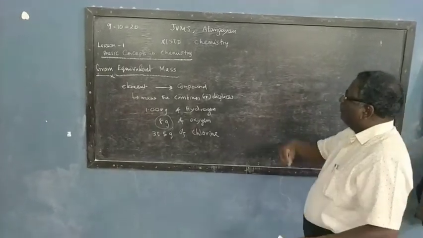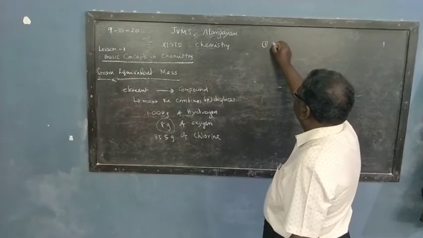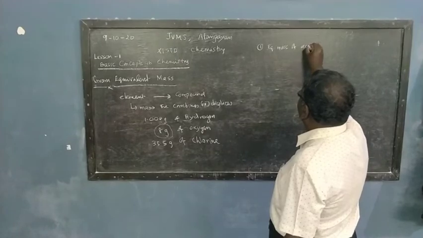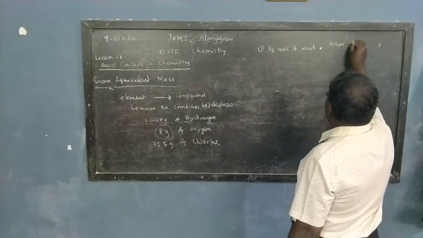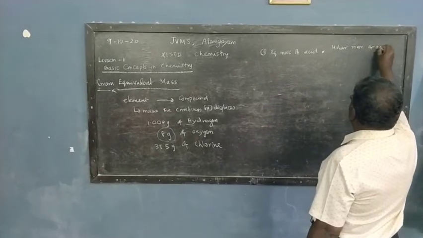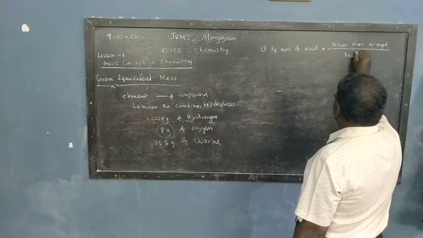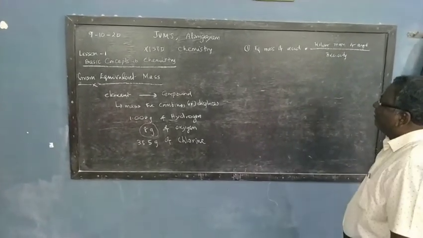அதுல கொஞ்சம் எக்ஸ்ட்ராவா என்ன சொல்லிக்கிறாங்க? ஈக்குவலன்ட் மாஸ் ஆஃப் ஆசிட். இதுக்கு என்ன சொல்றாங்க? மோலார் மாஸ் ஆஃப் ஆசிட் டிவைடட் பை பேசிசிட்டி. இது கூட போன வாரமே போட்டோம். பேசிசிட்டி இஸ் தி நம்பர் ஆஃப் ரீப்ளேசபிள் ஹைட்ரஜன் ஆட்டம்ஸ்.